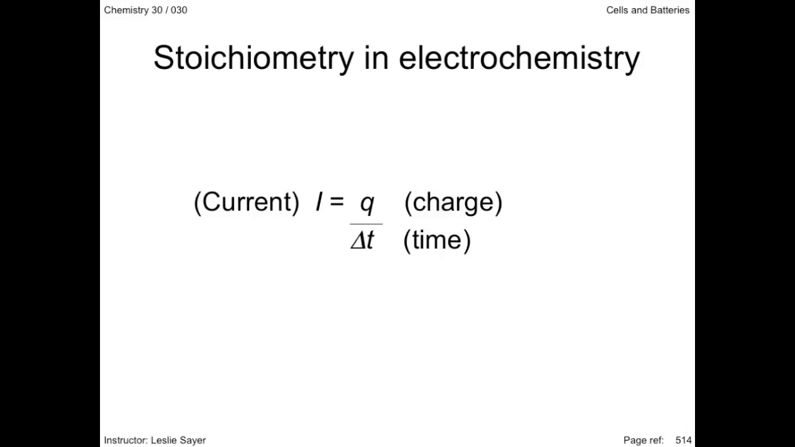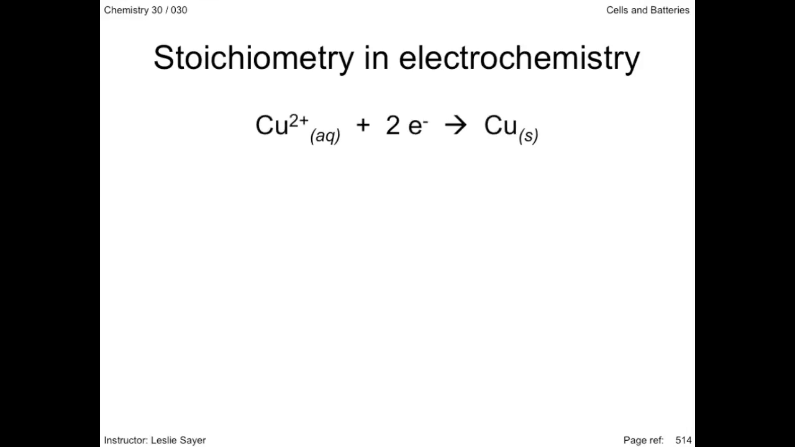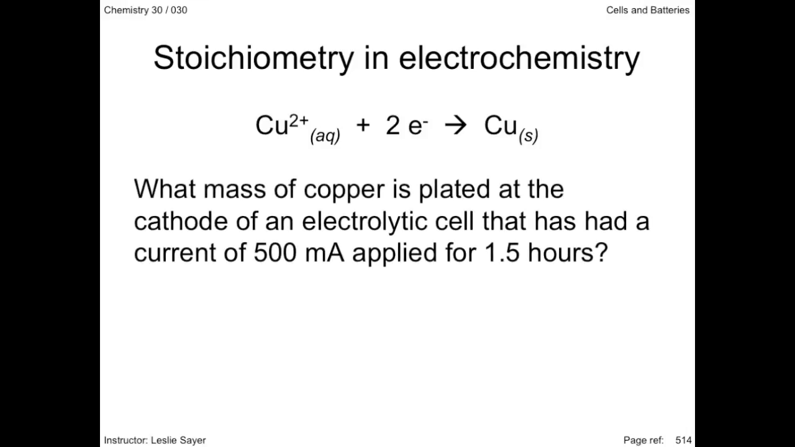Well, this is all very well, but where do moles of electrons come into this? We'll answer that by way of a question. What mass of copper is plated at the electrode of an electrolytic cell that has had a current of 500 milliamps applied for 1.5 hours? Now, there seems to be a very big leap between what we were just talking about and this question. But let's think about it.